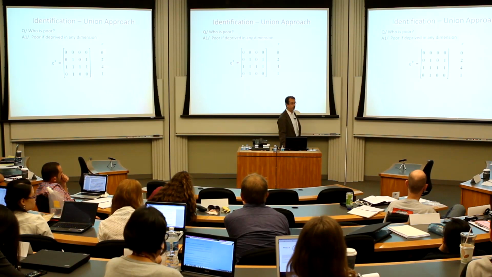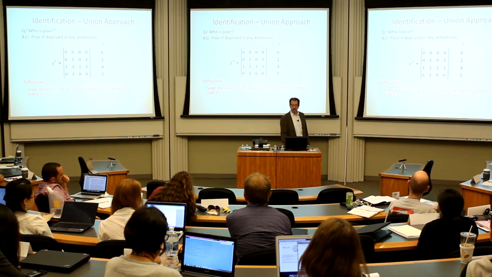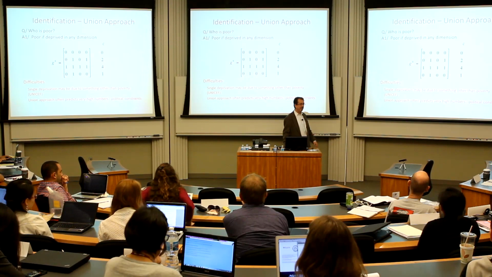You're poor if you're deprived in any dimension. How about that? That might be a way of thinking about it. It's called the union-based approach. And these are the poor folks. But there are problems with that. A single deprivation could be due to something else, and there could be all sorts of data issues that screw up the approach. And anyway, it yields incredibly high poverty numbers.